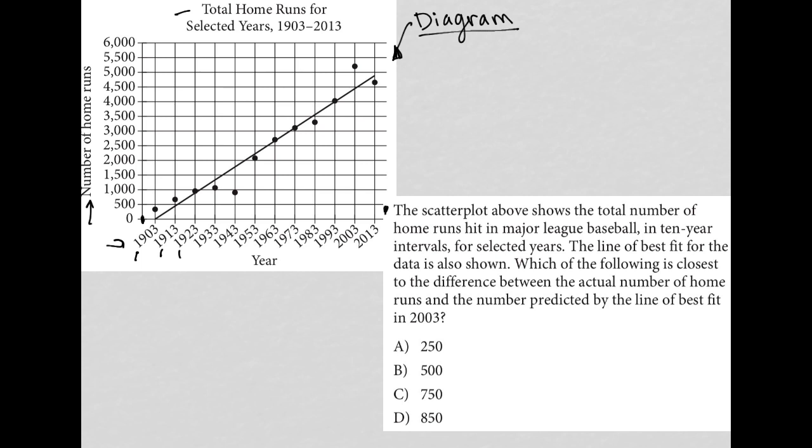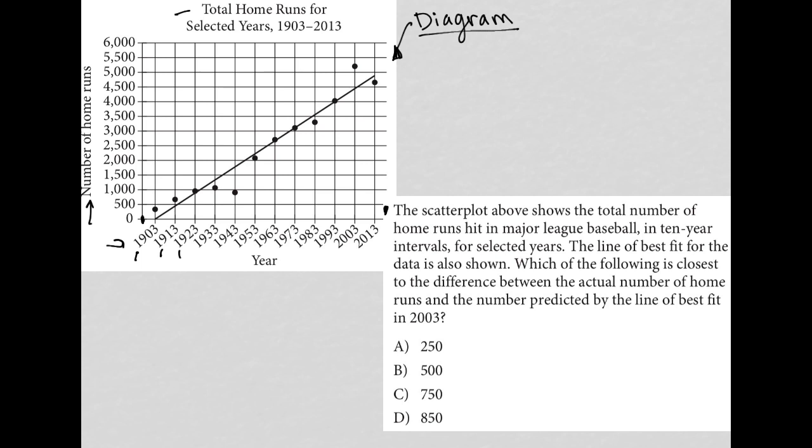The question says the scatter plot above shows the total number of home runs hit in Major League Baseball in 10-year intervals for selected years. The line of best fit for the data is also shown. Which of the following is closest to the difference between the actual number of home runs and the number predicted by the line of best fit in 2003?